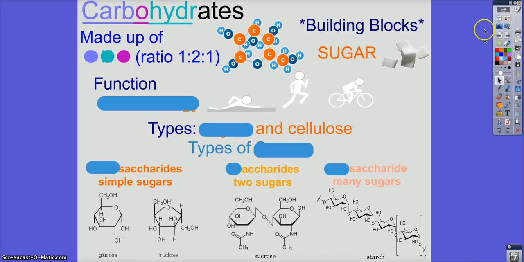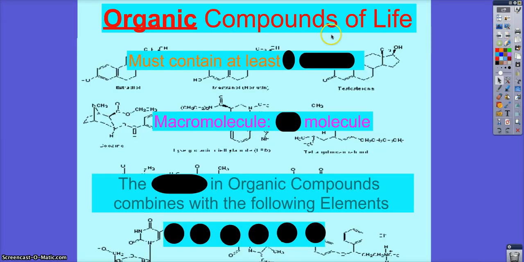As a reminder, yesterday we talked about organic compounds of life. What do they have to have? At least 2 carbons, and they're big molecules made up of carbon, hydrogen, oxygen, nitrogen, phosphorus, and sulfur, CHONPS. Carbon, hydrogen, oxygen, nitrogen, phosphorus, and sulfur.